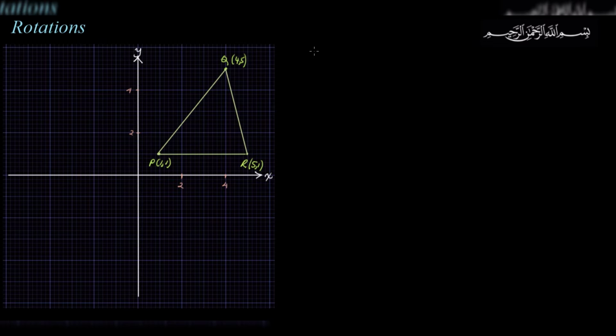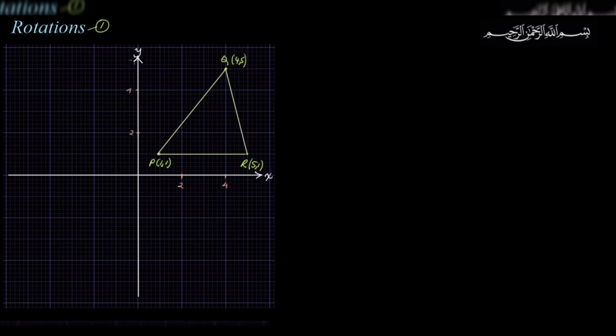Last time we talked about rotations. Rotations, if you recall, were one of four types of transformations: translations, reflections, rotations, and dilations. And when we talk about rotations, there are two important things that we need to know.